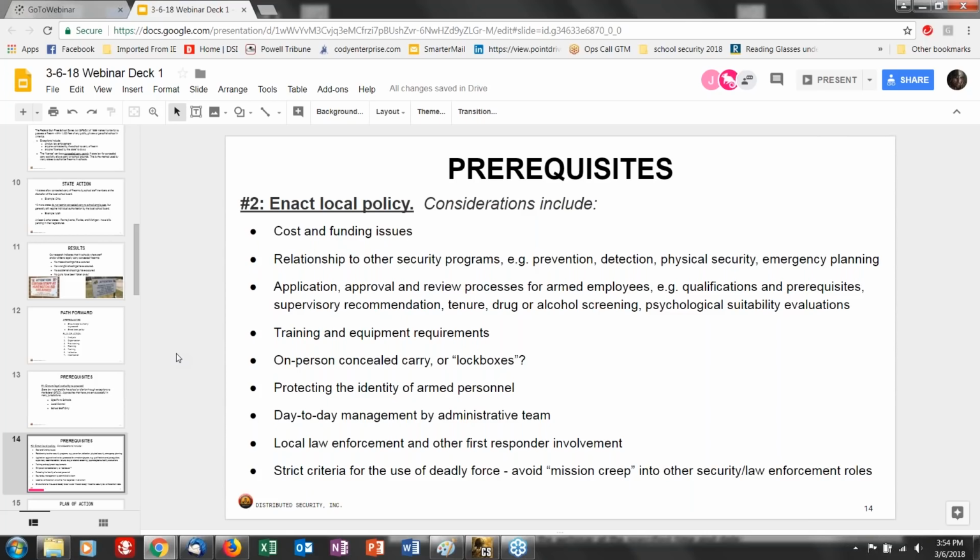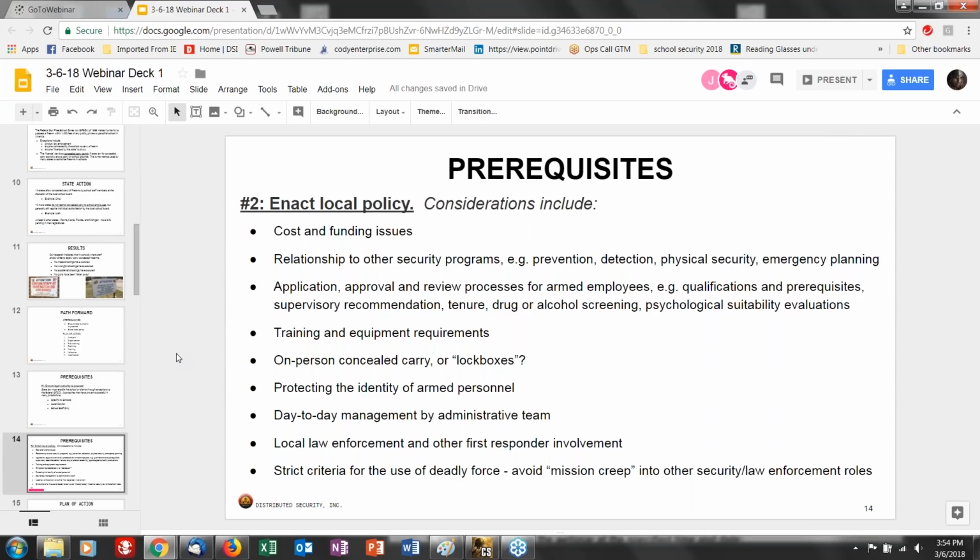You'll have to consider whether you wish to see on-person concealed carry of firearms or use lock boxes or biometric containers to control access to the weapons. You have to consider the very important point of protecting the identity of armed personnel as best you can in order to create that uncertainty in the mind of a potential attacker.